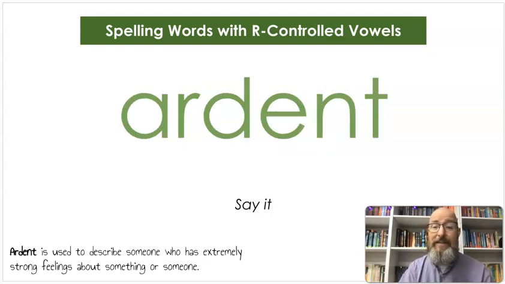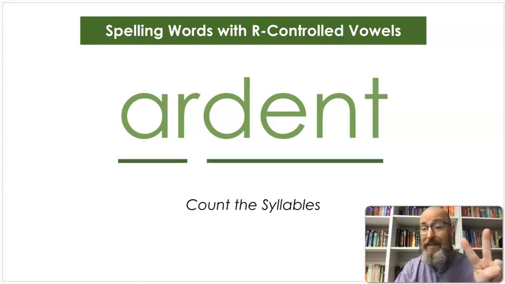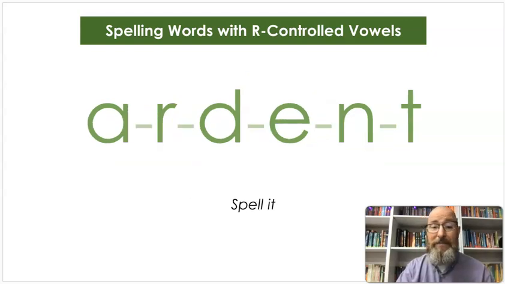Our next word is ardent. Say ardent. Ardent is used to describe someone who has extremely strong feelings about something or someone. It's not a word we use very often. Let's count the syllables. Ardent. Let's spell it.